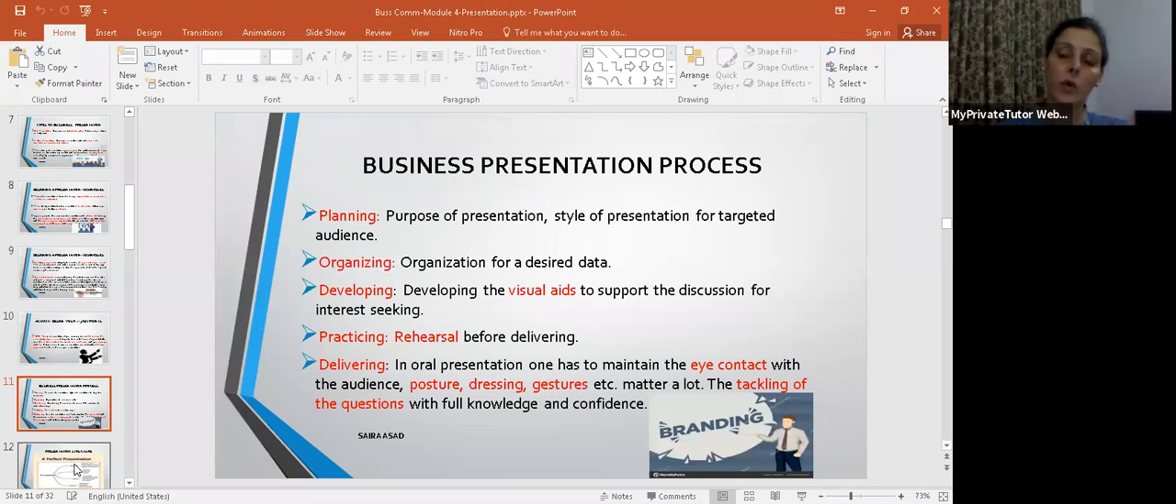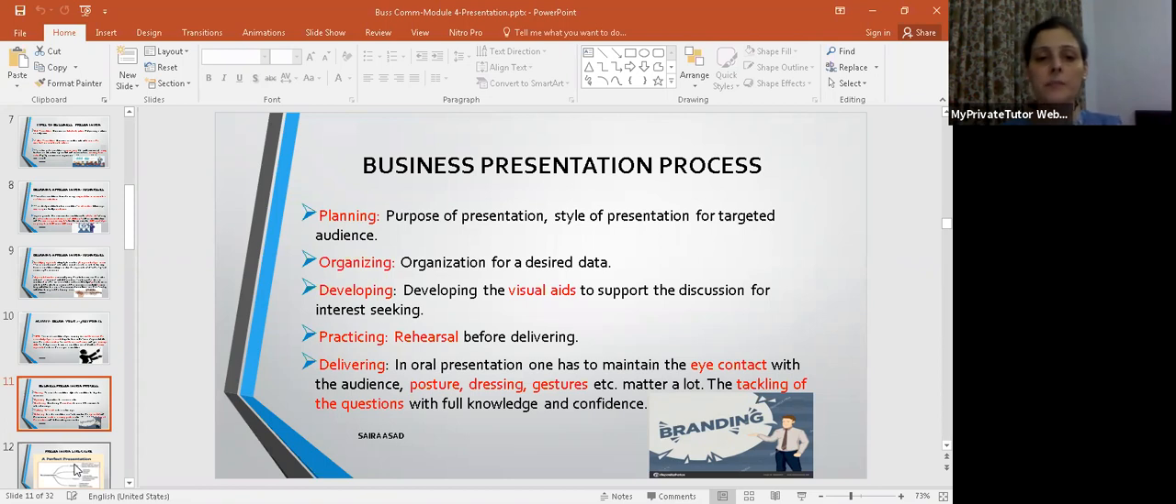We know what we want to do. Then organization of the desired data. We are going to gather all the information related to our main objective. We are not going to tackle everything. We have to keep this in mind. What is our desired goal for the required meeting or for the presentation?